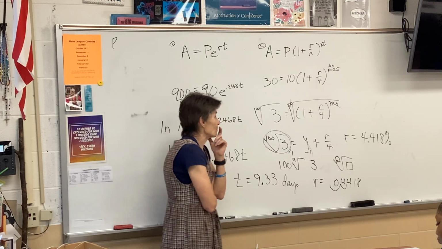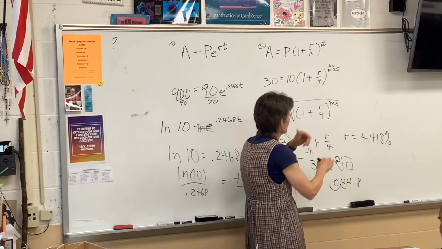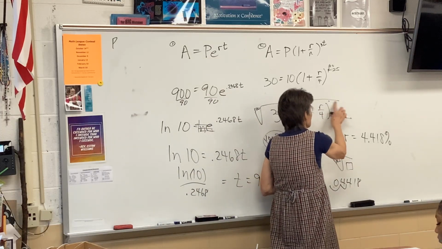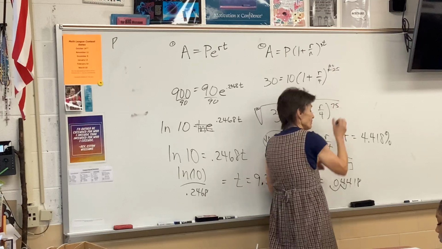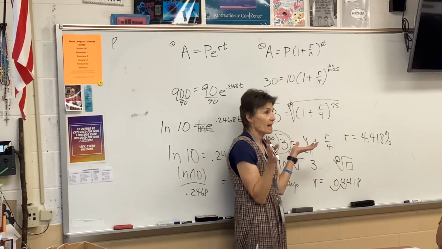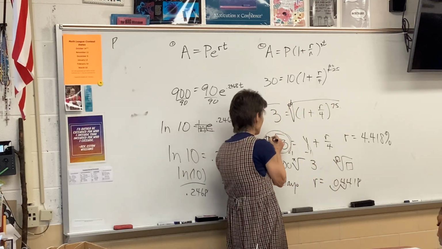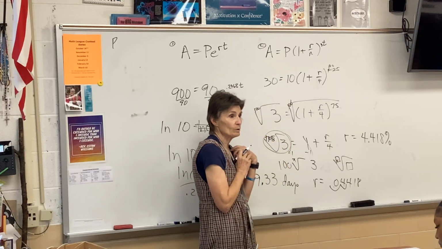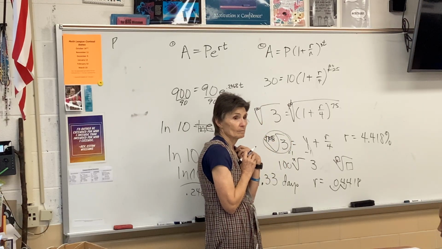Okay, so if instead of 100, this exponent would have been 75, we would have done everything exactly the same, except we would have taken the 75th root. Right?